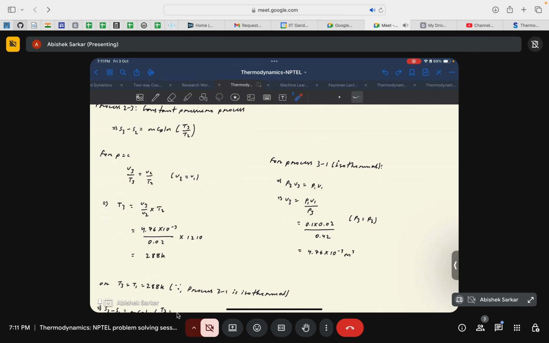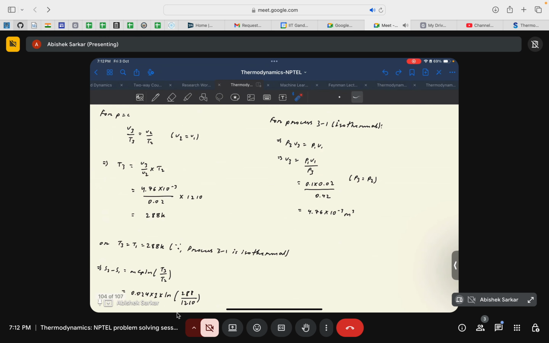Now we will use this V3 to find the temperature, because the end goal is to find a temperature, because it is a change in temperature that will give you the change in the entropy for these special processes such as constant volume and constant pressure processes for an ideal gas. So we find temperature for state point 3, that is V3 by V2 times T2 from the ideal gas law. Now V3 is 4.76 into 10 to minus 3 divided by V2 is 0.02, times 1210, that is your T2. From that you will get T3 as 288 Kelvin.